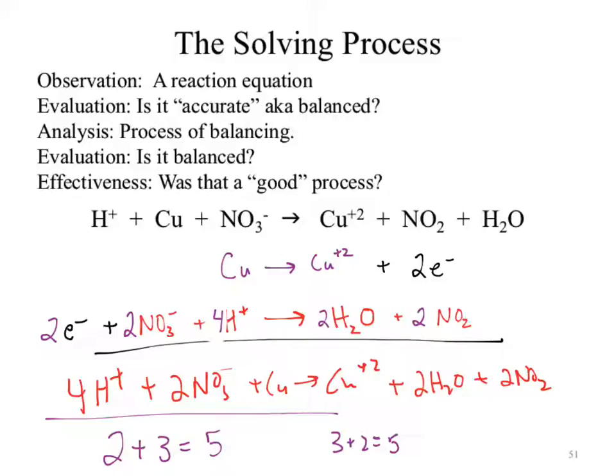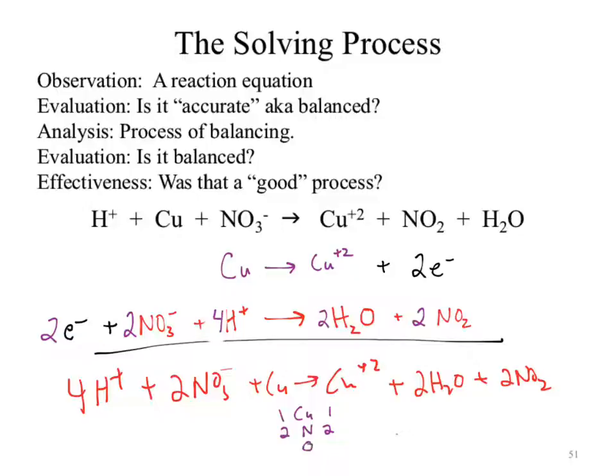We should go through and check once more how many coppers on each side. 1 and 1. What else we got? Nitrogen. Left-hand side is right-hand side. Okay. Oxygen on the left-hand side: 3. Why are you telling me 3? Because you have the 3 next to the oxygen there, but there's 2 of them, so we get 6. And on the right-hand side, 6 again. 2 from our water and 4 from our nitrogen dioxide.